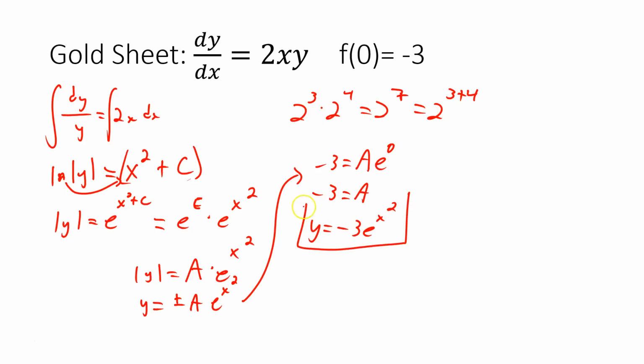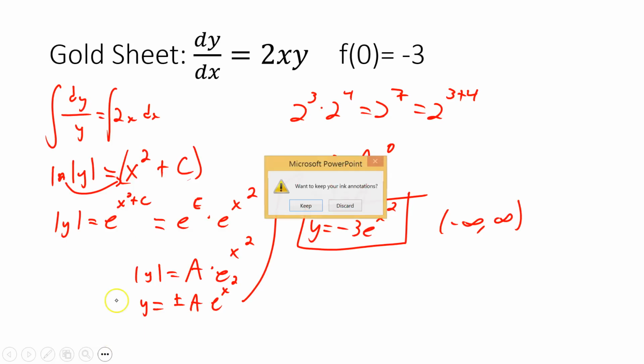And that is my explicit solution. So think about the domain for this. Well, there's no problems, right? We don't ever have any asymptotes. We don't have any natural logs of 0 or square roots of negative numbers or anything. So this is good for all real numbers, negative infinity to infinity. And let's take a look at the slope field and see what it looks like.